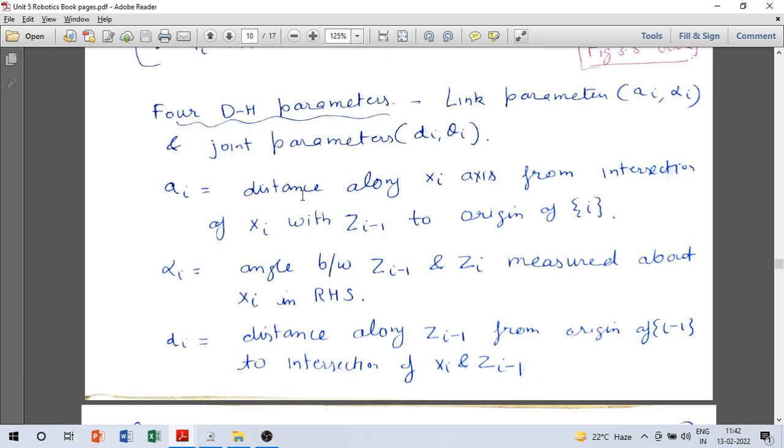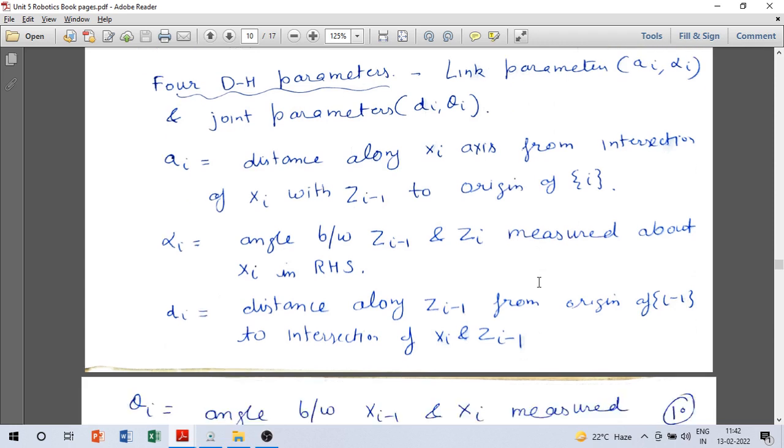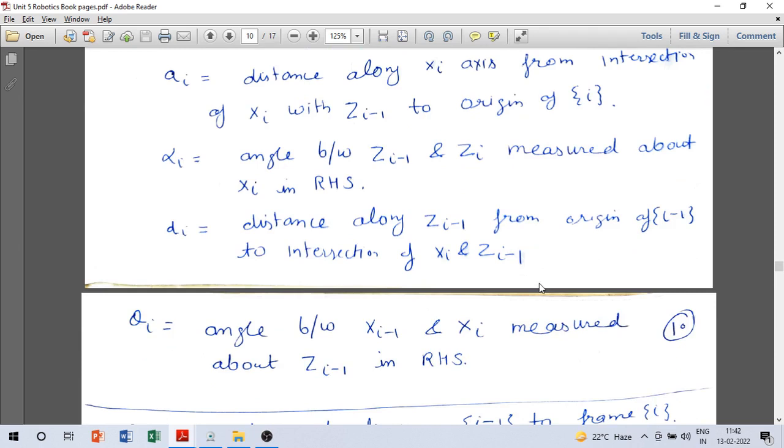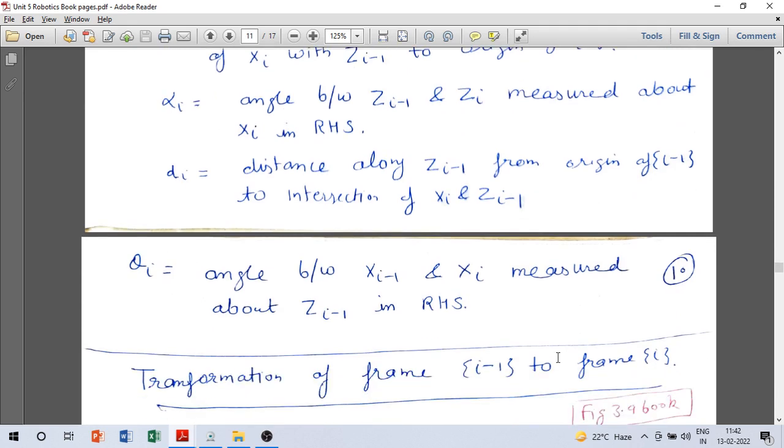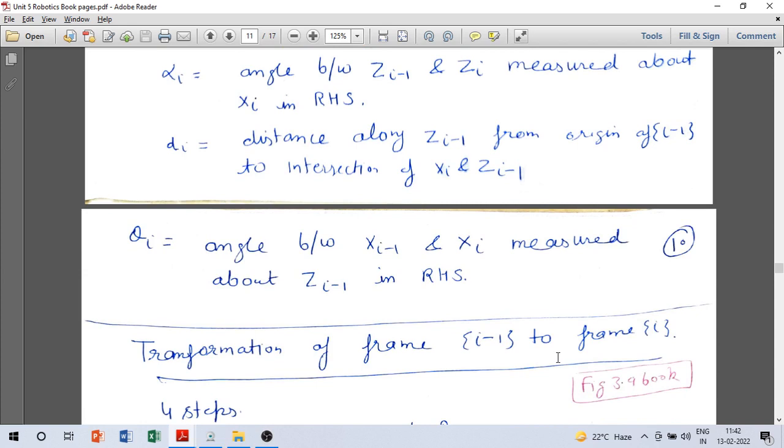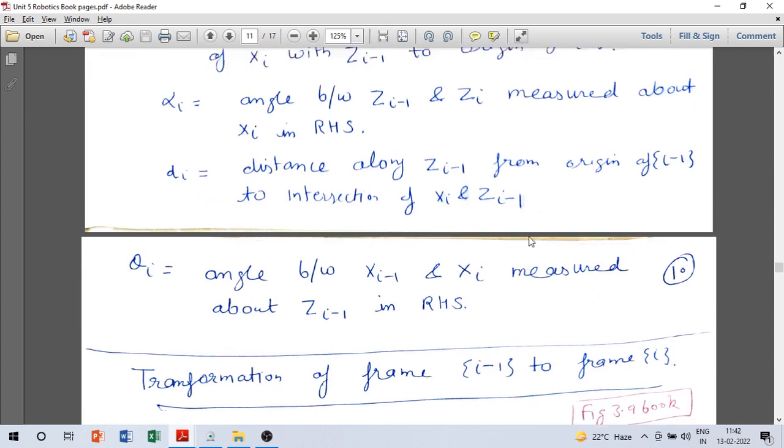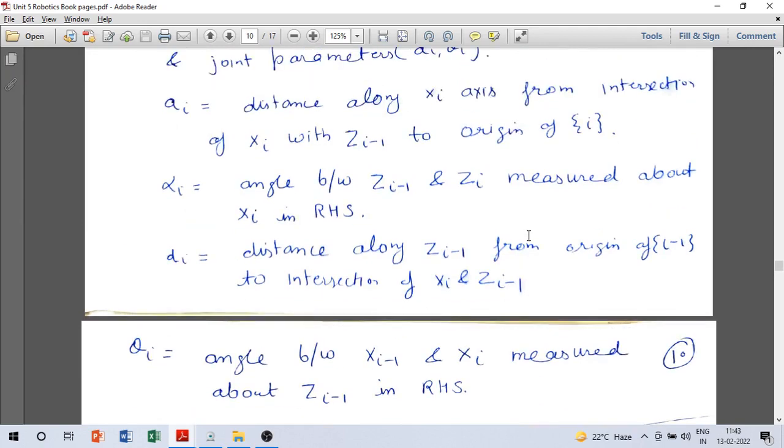So ai is the distance along the xi axis from the intersection of xi with zi minus 1 to the origin of i. You'll have to read it and explain it to yourself with respect to that figure a few times, so you'll get it. So I'm not reading that but leaving that to you. Refer to that figure and go through this and fix in your mind how these DH parameters are defined. Now at this point we have assigned a coordinate system to each link based on this Denavit Hartenberg notation.